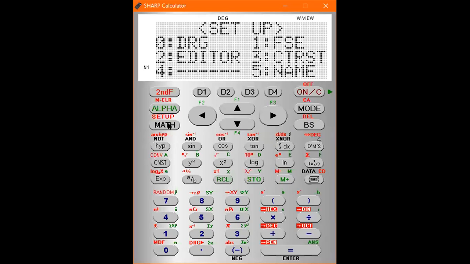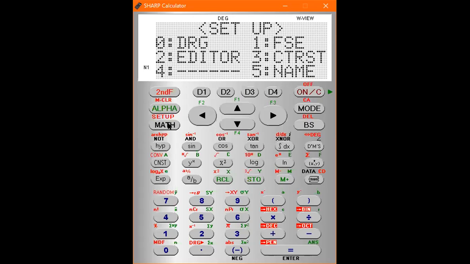DRG is to choose the angular setting on your calculator, so degrees, radians, and gradients. Number 1 is FSE, which is for your fixed, scientific and engineering notation. If you are in Math Lit, you can choose fixed to 2 decimal places, and all of your answers will go to 2 decimal places, which is really nice because rounding off is not a problem anymore.